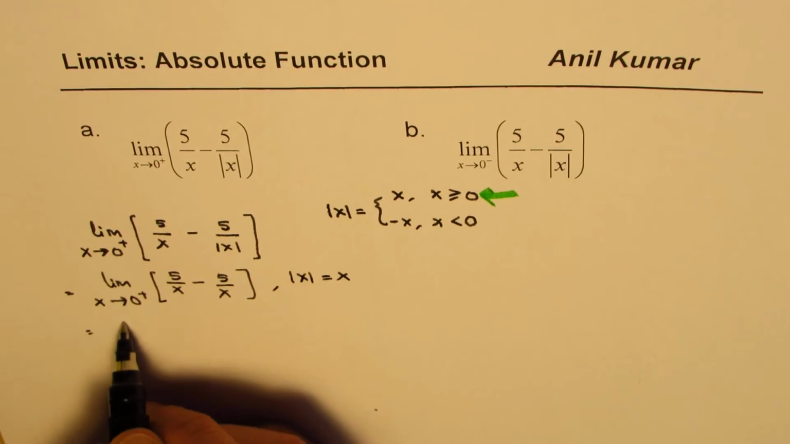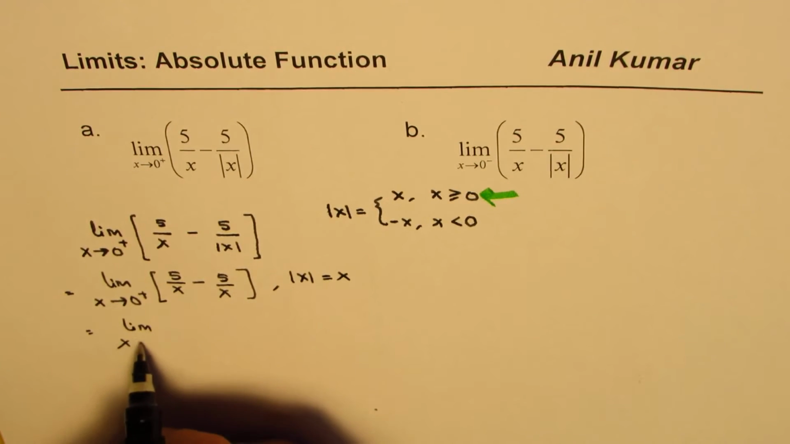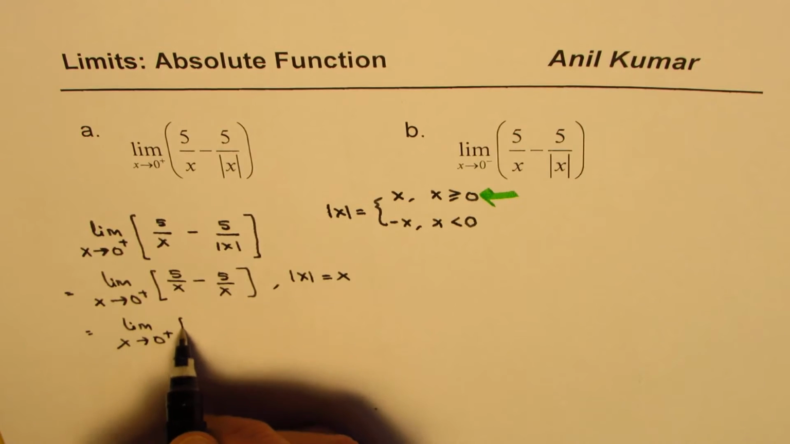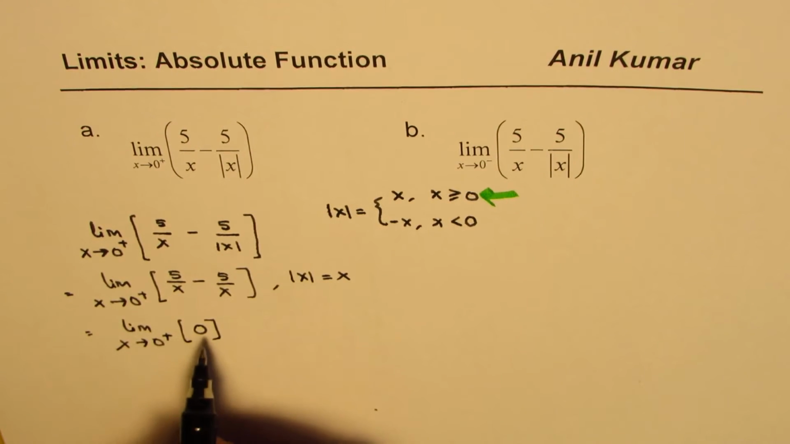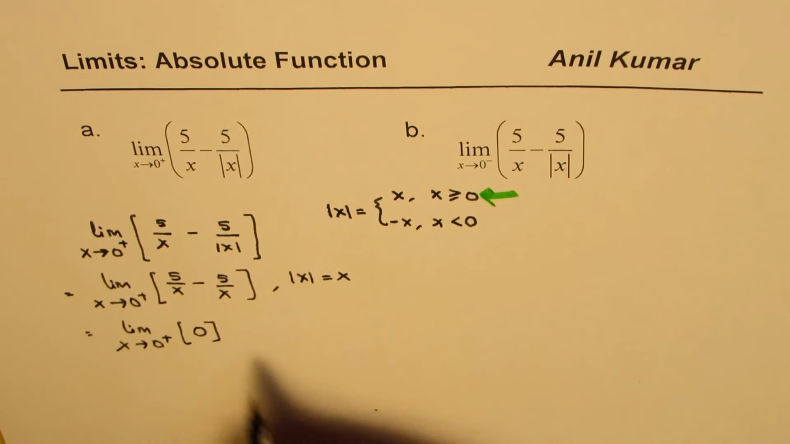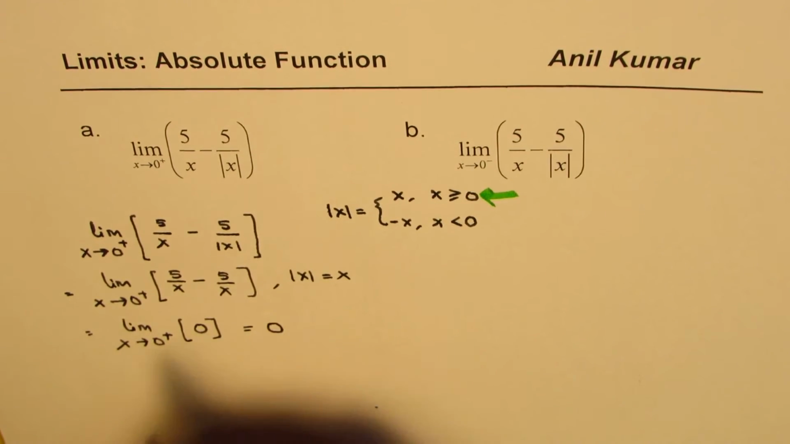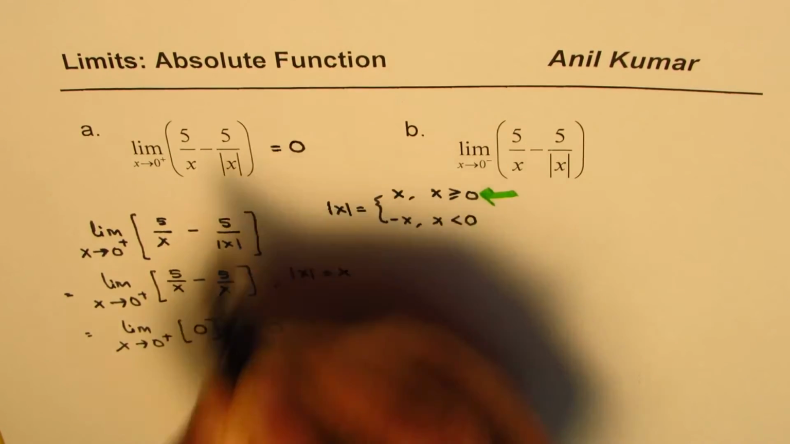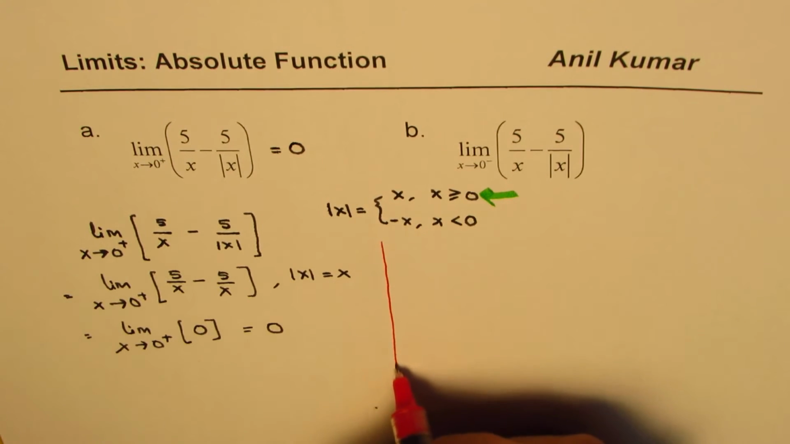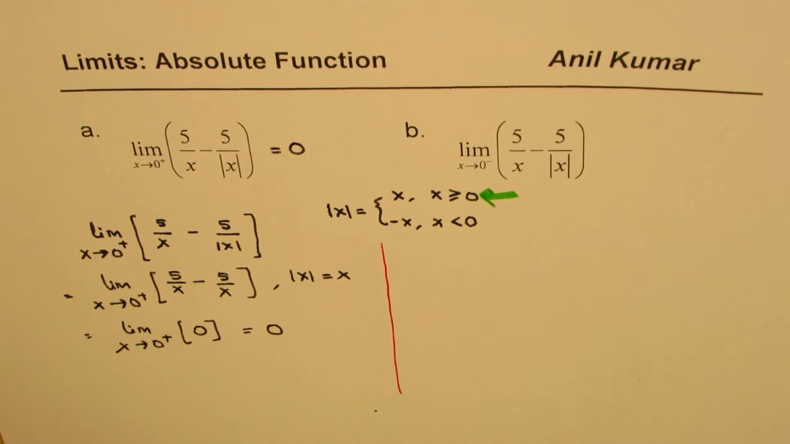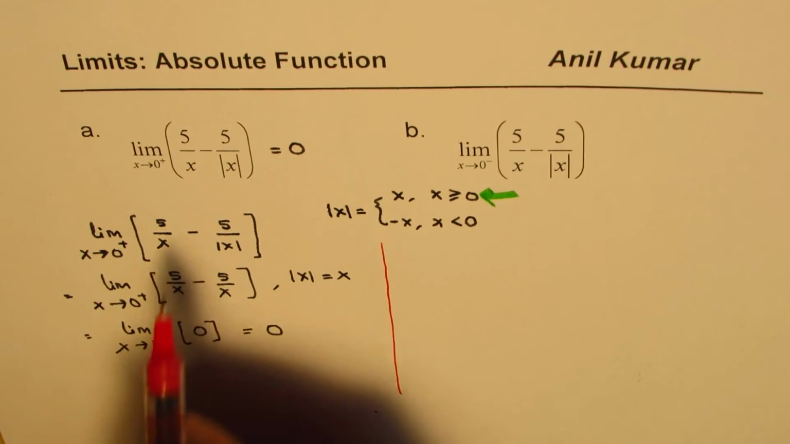Now that gives us limit x approaches 0 plus, and 5 over x minus 5 over x is 0, right? So it's just 0, and that gives you the answer as 0. So this limit is 0 for us, correct? So that is how we could find the limit as x approaches 0 from the right side.